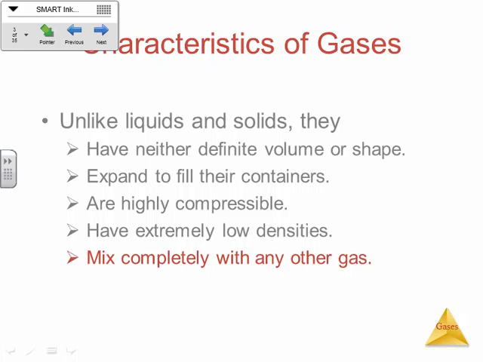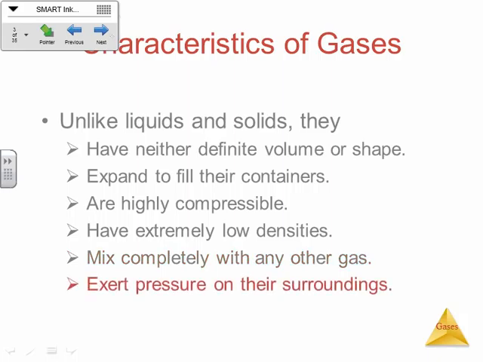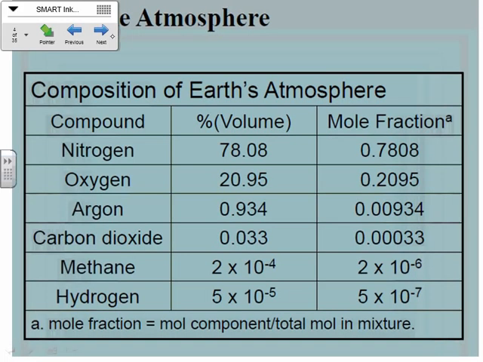So you put helium gas and oxygen gas together. Because of the random motion of the particles, because gas particles are moving so quickly, and because they're so spread out, you give them a little bit of time and they will completely be mixed together in a homogeneous mixture. And they exert pressure on their surroundings because the gas particles are moving so quickly, basically independent of one another. They're going to push against any container that they are in, hit the side walls of that container, and exert pressure on it. So those are the characteristics of gases.